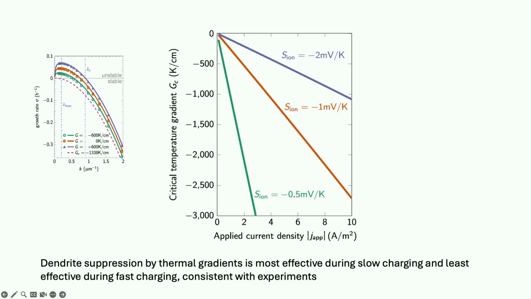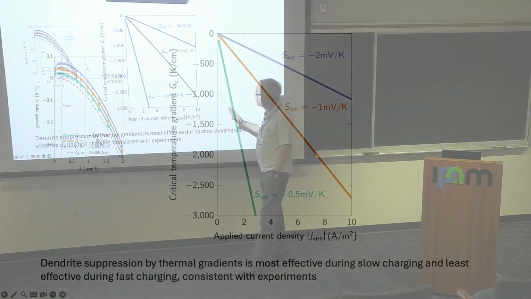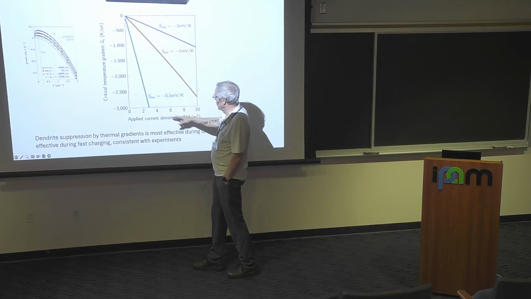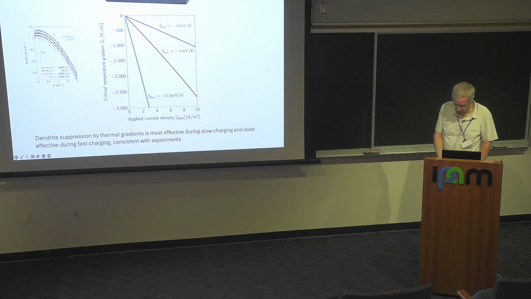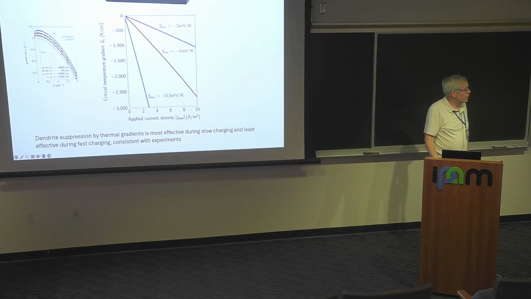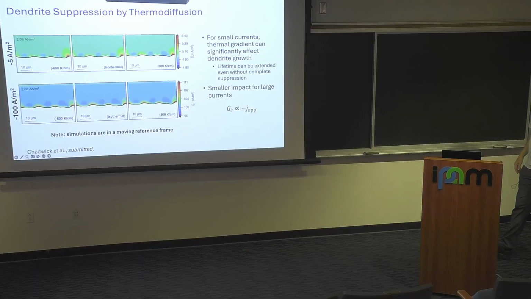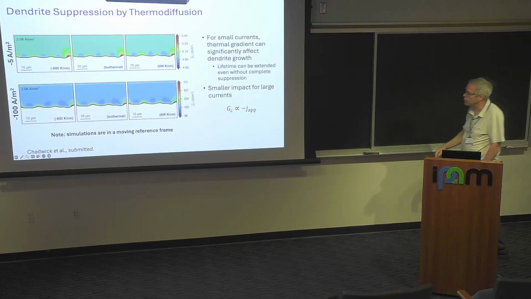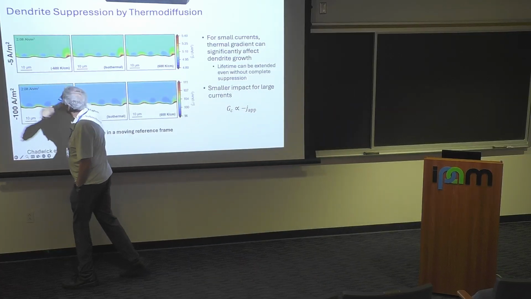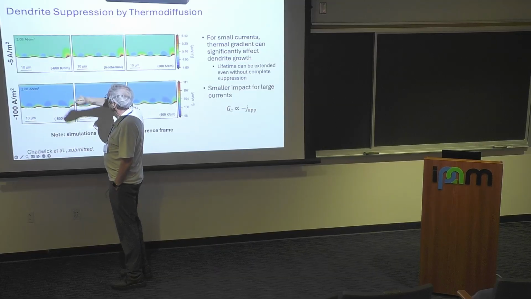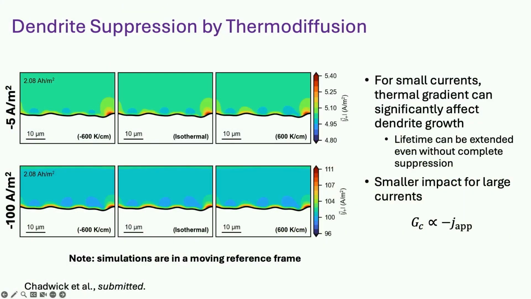The takeaway message from this is that these thermal effects are typically more important for small applied current densities than what you would see in experiments. The nice thing about the phase field model is that it's possible to do nonlinear calculations. Here's a first panel. This is the charging rate, minus 5 amps per meter squared. Negative temperature gradient, isothermal, positive temperature gradient. The prediction is that the positive temperature gradient should be more unstable than the negative temperature gradient.